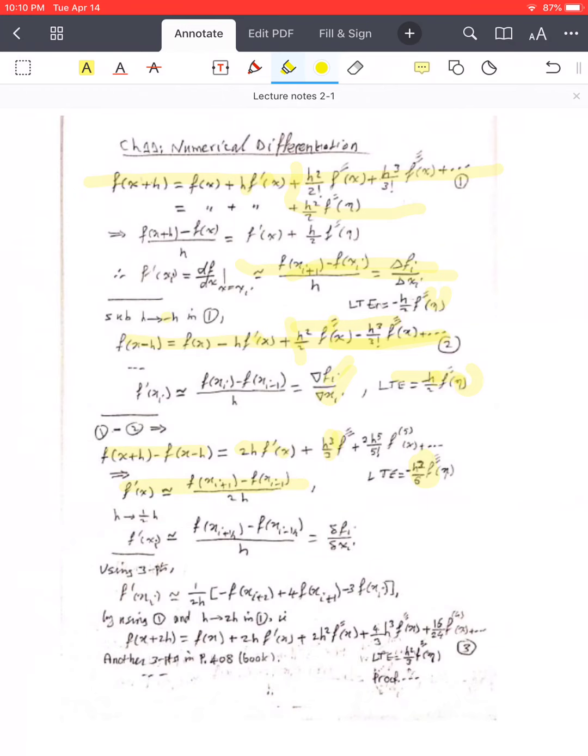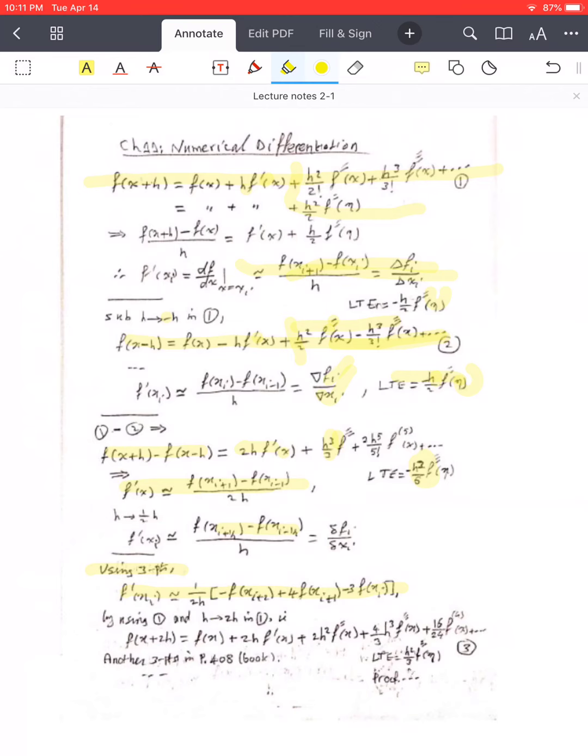And there are many other formulas. The previous one used 2 points. If we use 3 points, there is a way. For example, this is a formula. There are other formulas in the book. So this is not difficult to verify. Just substitute this one from here.